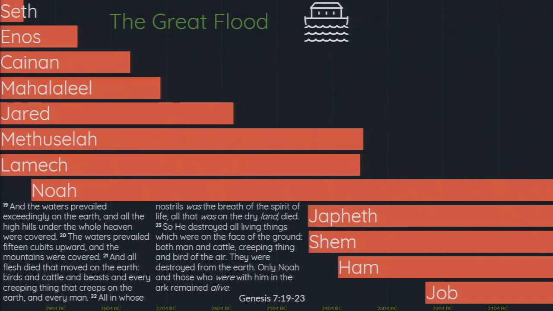"And all flesh died that moved on the earth, birds and cattle and beasts, and every creeping thing that creeps on the earth, and every man. All in whose nostrils was the breath of the Spirit of life, and all that was on the dry land died. So he destroyed all living things which were on the face of the ground, both man and cattle, creeping thing, and bird of the air. They were destroyed from the earth. Only Noah and those who were with him in the ark remained alive."